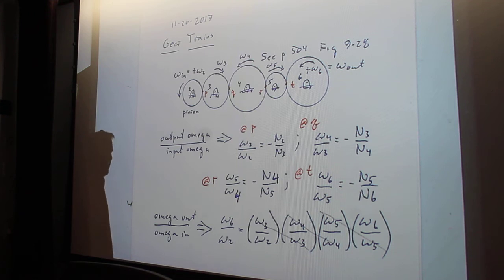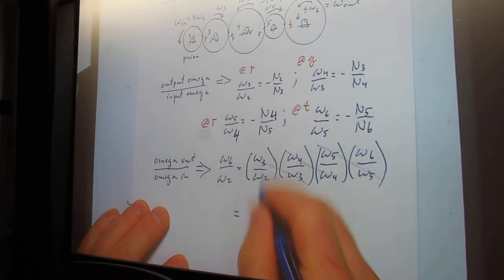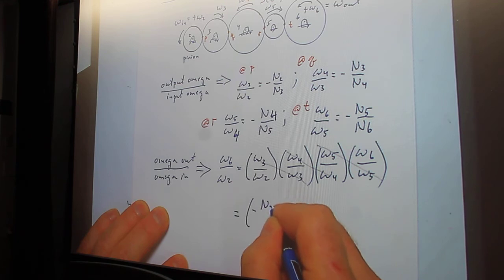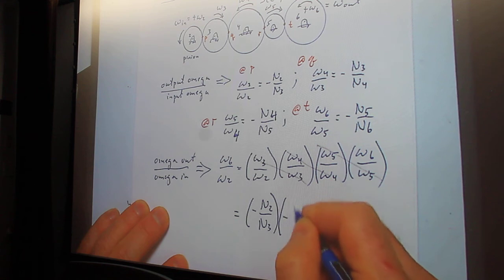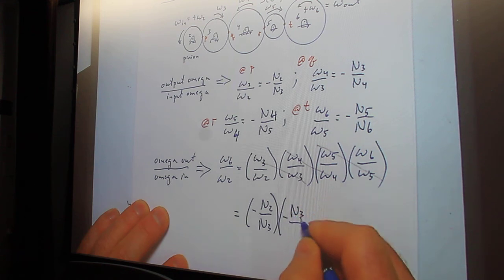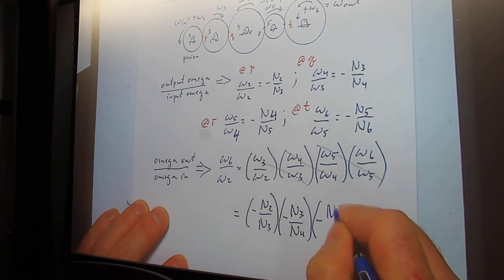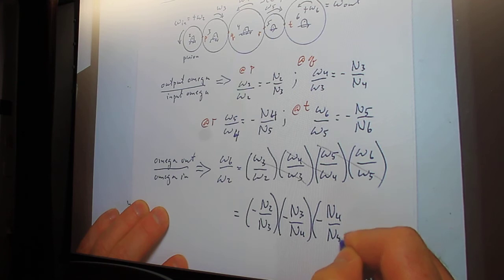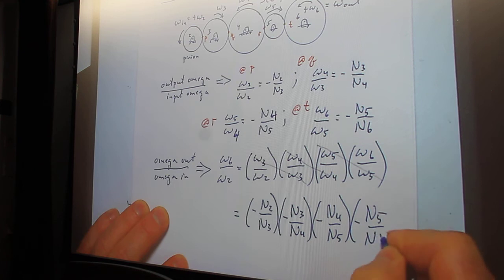Everybody see what's going on there? So the negative n over n is always negative unless it's internal meshing. So let me put this thing here is equal to, and I can make the direct substitutions, minus n2 over n3, minus n3 over n4, minus n4 over n5, minus n5 over n6.